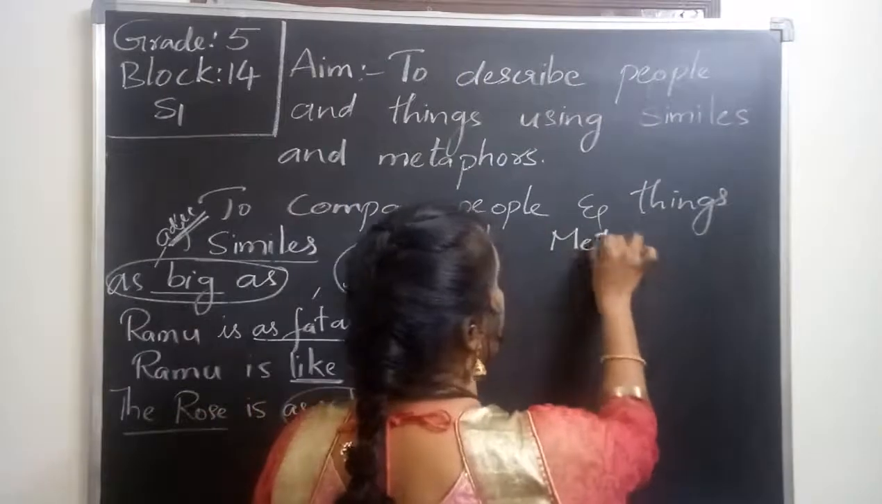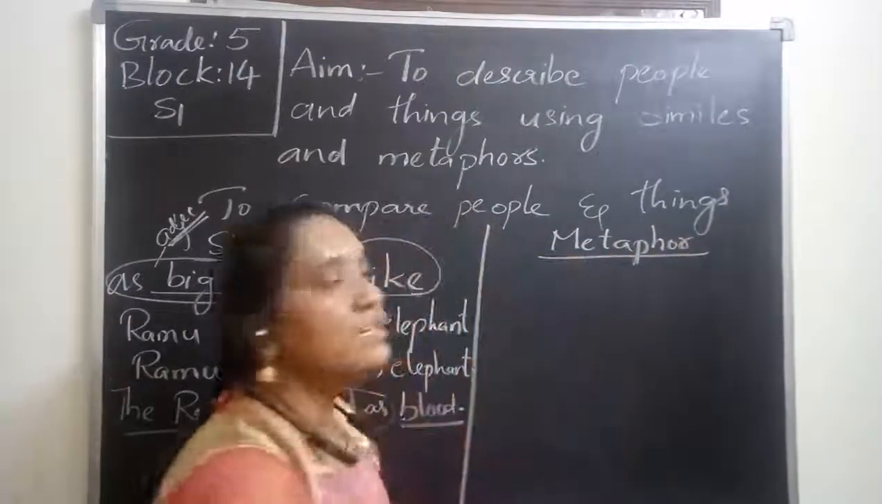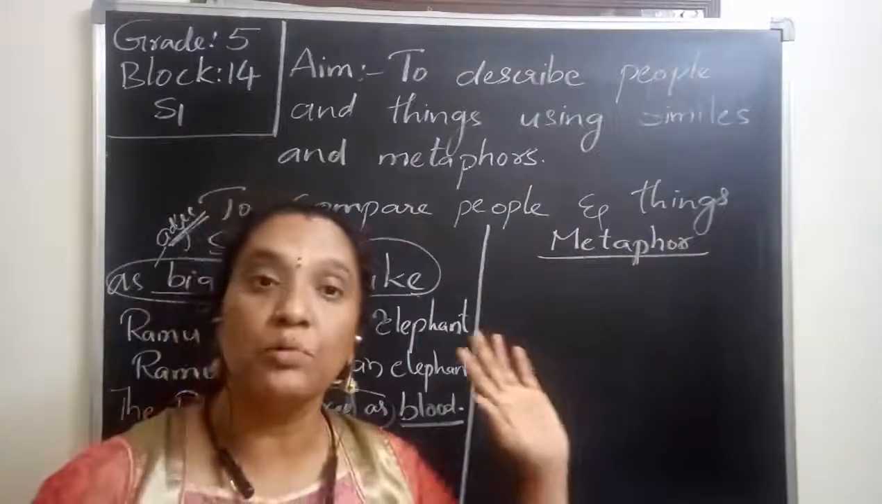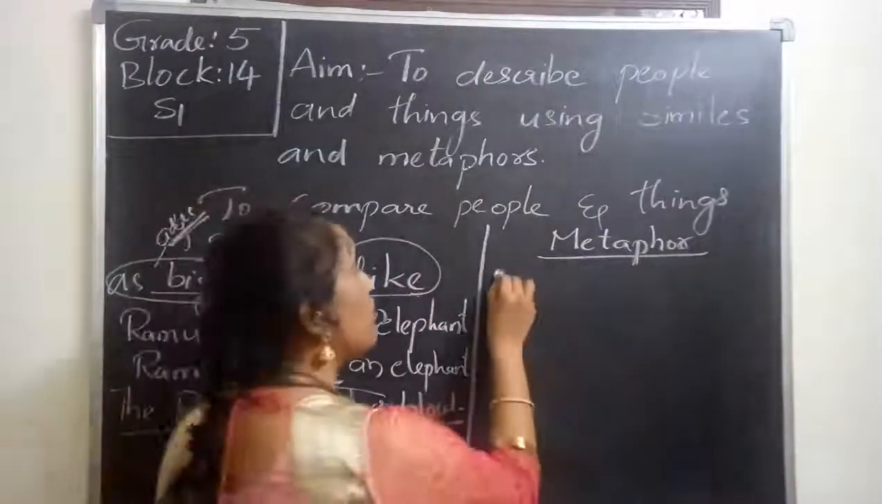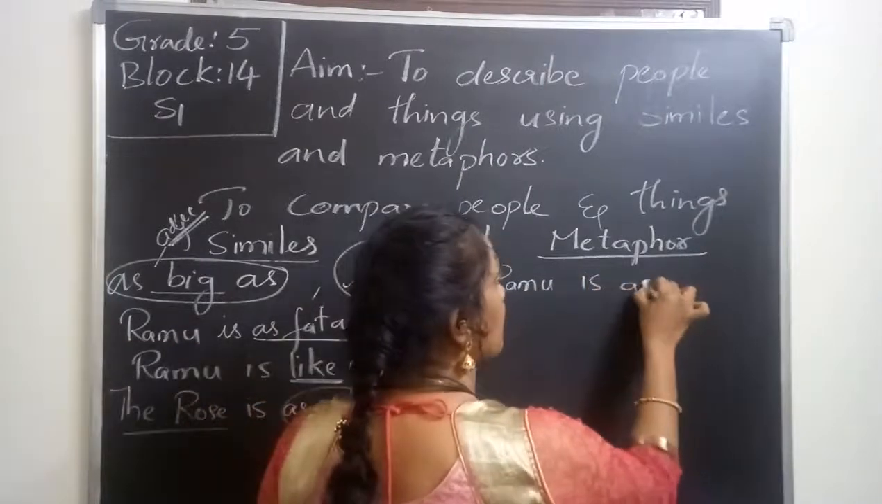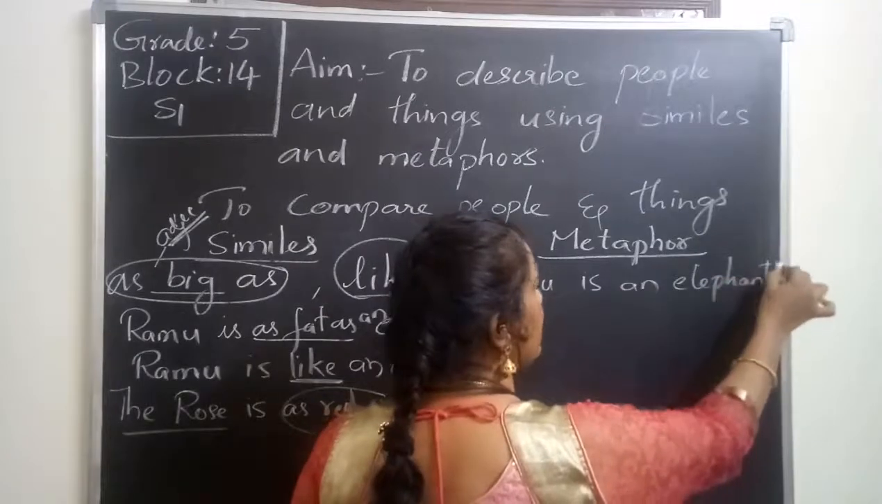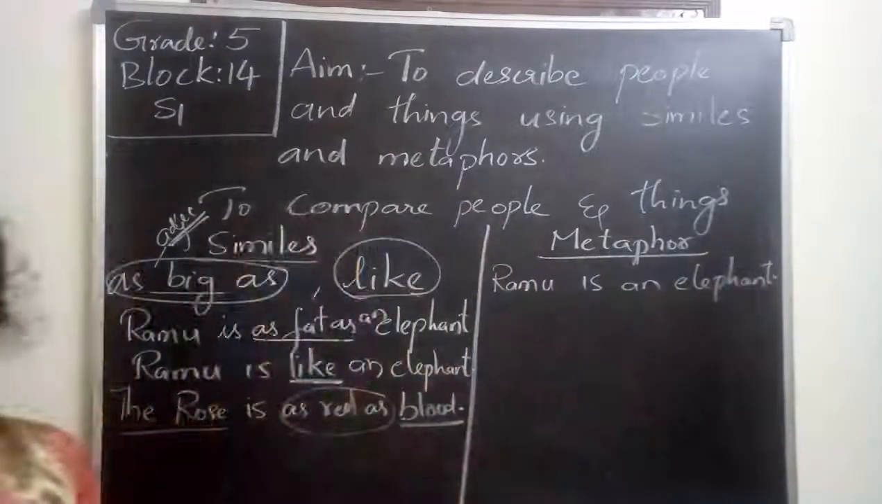Normally for metaphors we don't use anything like comparison. Just by reading the sentence you can understand that the two are compared. I can say Ramu is an elephant. I am not saying anything else, just that Ramu is an elephant. So I can say that Ramu is said to be an elephant. So I am comparing Ramu with an elephant.